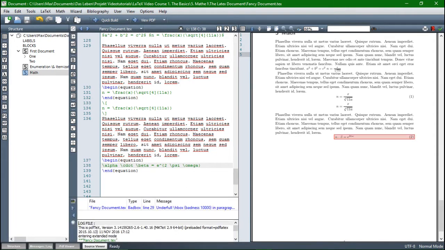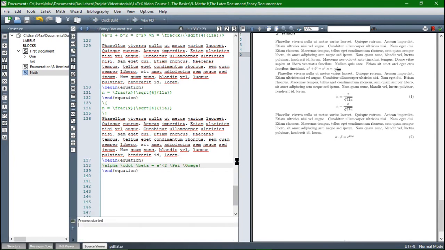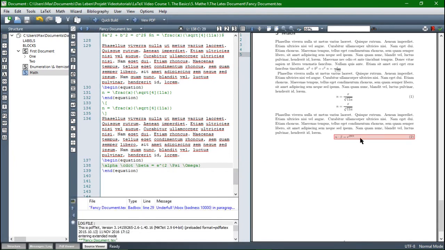Then there are not only small Greek letters but also capital Greek letters. So this is really easy. Just use a capital O for omega and a capital C for capital gamma. We compile and see, yeah, now we got a capital gamma and a capital omega.